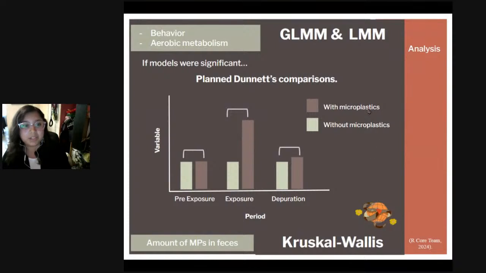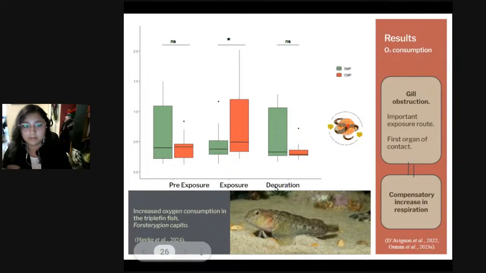For the data analysis, we used a generalized linear mixed model and linear mixed models for the behavior and aerobic metabolism. If our model was significant, we made pairwise comparisons to evaluate the difference with and without microplastic group in each period of time, pre-exposure, exposure, and depuration, and for every single variable. Finally, we used a Kruskal-Wallis analysis for the amount of microplastic in feces.